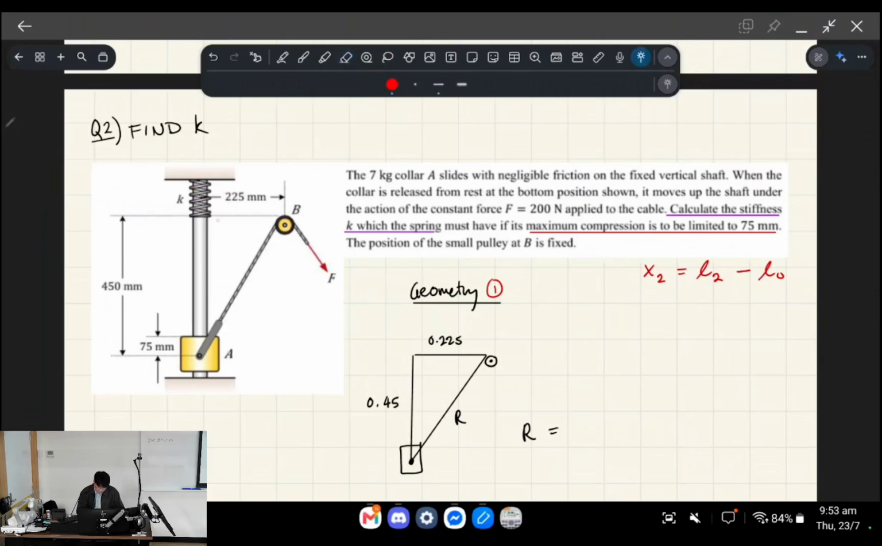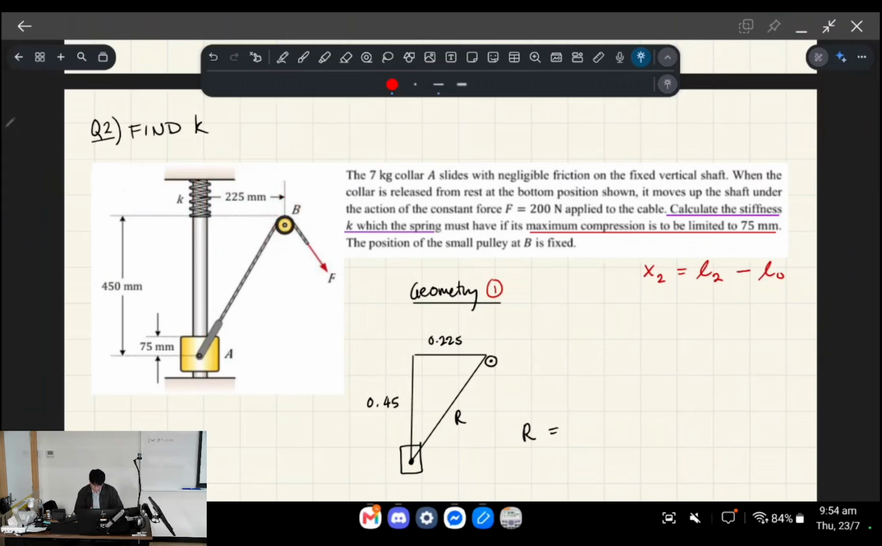So the idea is you've got this, it's called a collar, and it can slide along this shaft up and down. And you've got a pulling force. I think the force that's on it has been cropped out. And you know these dimensions, okay? So you know there's a 450 mil distance between the center of the collar and the edge of the spring. And there's a 225 mil distance between the center of the shaft and the center of the fixed pulley B.